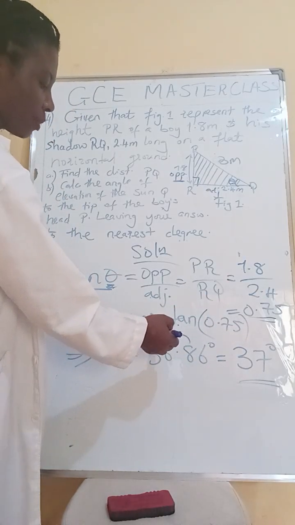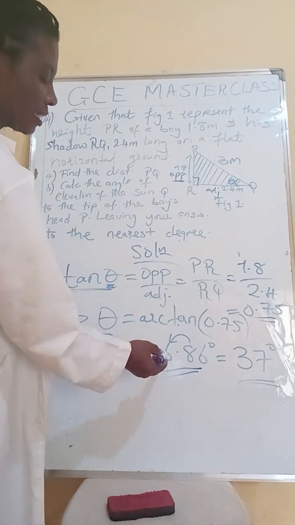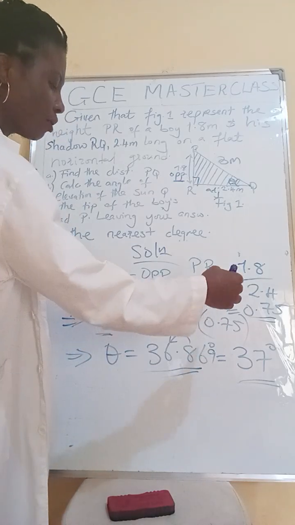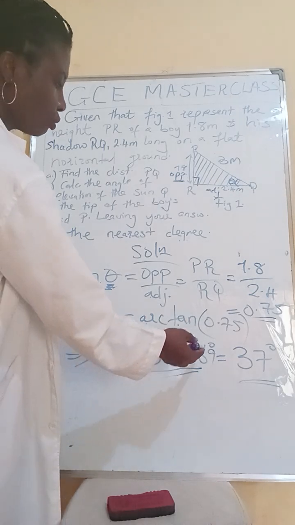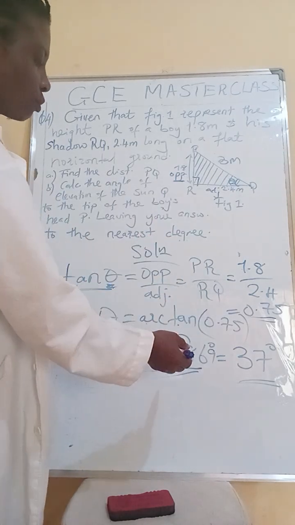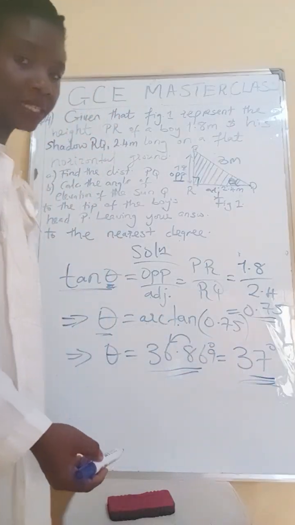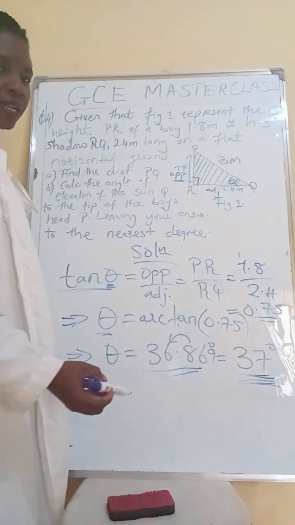Once you take arctan of 0.75, it gives us 36.86, maybe 36.87. Once you round it to the nearest figure, it will give us 37 degrees. So this is our final answer.